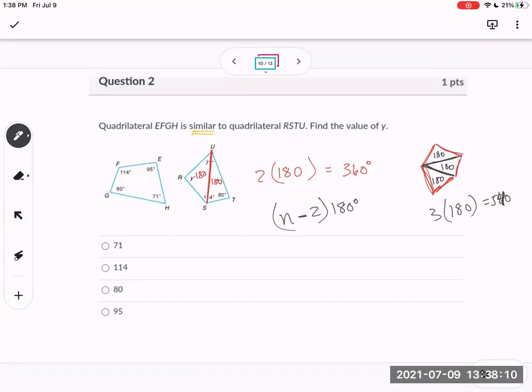Wait, let me write this down. The formula for the total number of angles in a polygon is n minus 2 times 180, where n is the number of vertices. Okay, I got that one. I don't know if you've technically learned that yet, but that's something that you need to know. We know the answer is 95, then.